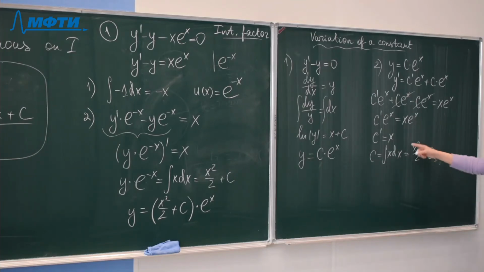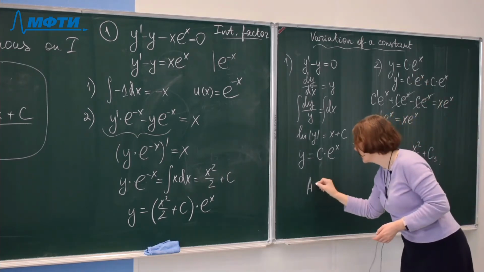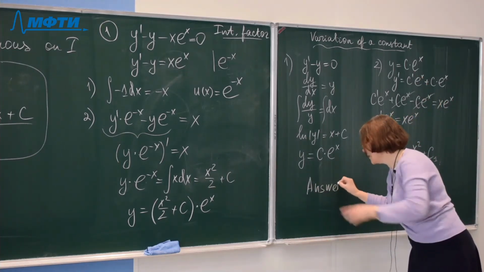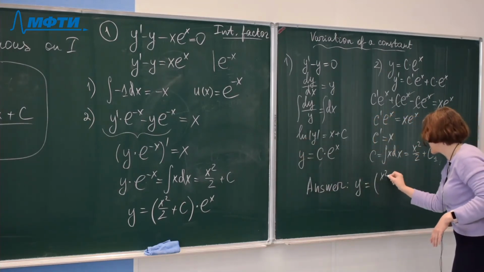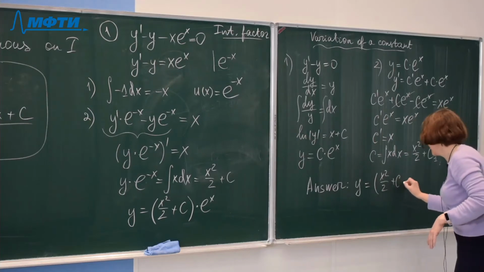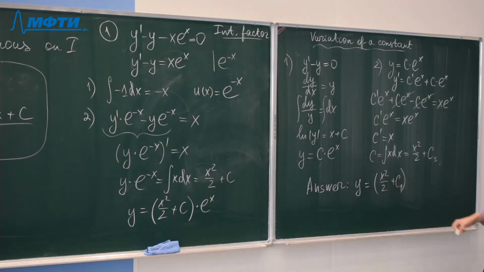And now we should substitute the answer into our function. So the answer will be y equals (x squared over 2 plus c1) times e to x. So the same answer. Maybe it's shorter, right?